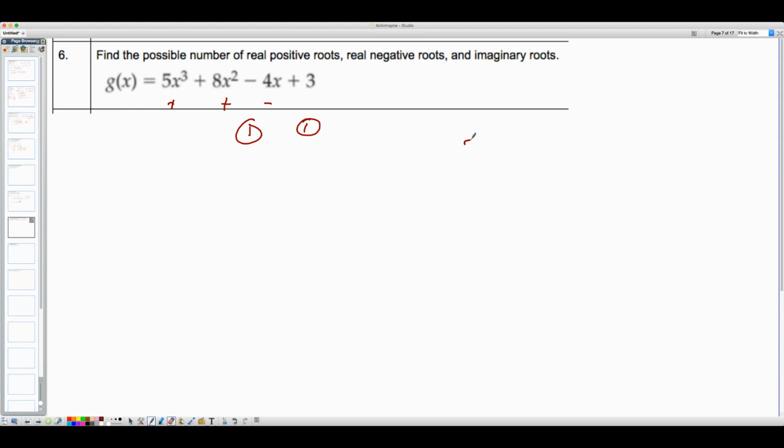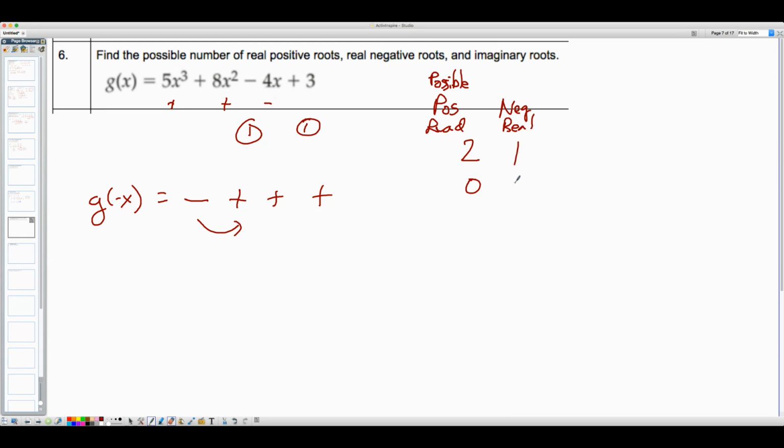So I have 2 or 0 possible positive real roots. If I substitute in a negative value, I would start off with a negative number. I end up with a positive here. A negative times a negative is a positive, and a negative is a positive. I am going to have one negative real root. And any way you look at it, you're going to have one negative real root.